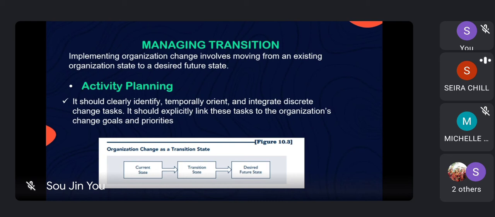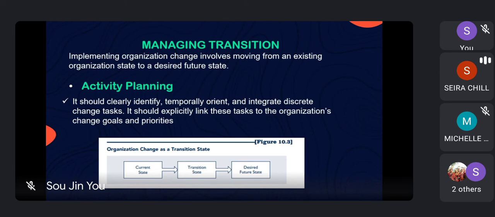Meron din important feature ang activity planning. That is visions and desired future. As a result, it may be necessary to supplement them with midpoint goals as part of the activity plan. So, ang sinasabi dito, midpoint goals is yung long-term goals or winning goal ng isang organization. Magagamit mo rin ito to provide members with the direction and security they need to work.